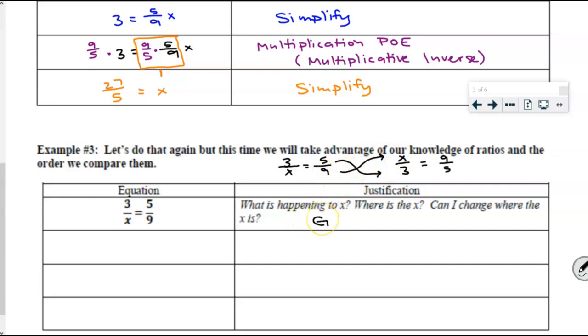So what do we write here? It's given. That's just a problem that's given. First thing that I'm going to do is flip it. Okay, so 3 over x becomes x over 3. And 5 over 9 becomes 9 over 5. What property says I can do that? Let's just call it reciprocal proportions. I'm making it up, but let's call it reciprocal proportions.